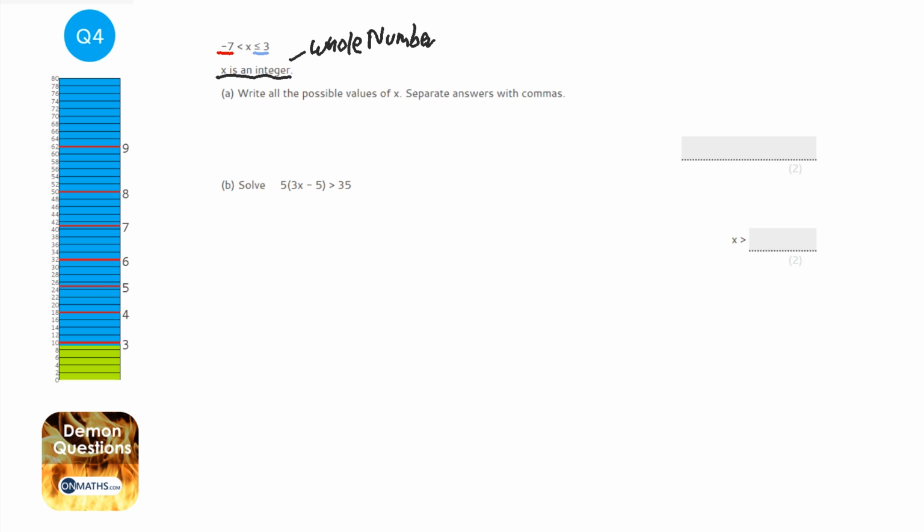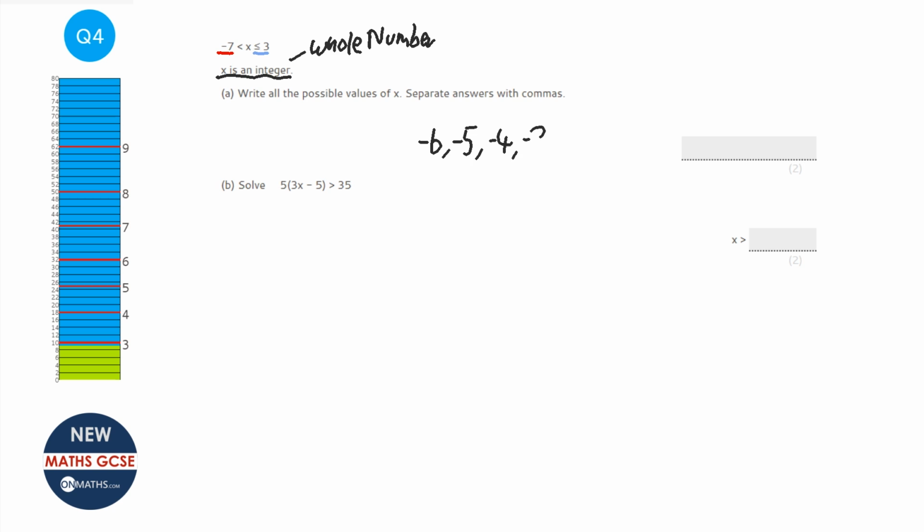So when it asks you to write down all the numbers that that's true for, well, let's have a think. Well, if it's greater than minus 7, then it can't be minus 7. It can't be equal to it. So it's going to be minus 6, minus 5, minus 4, minus 3, minus 2, minus 1, 0, 1, and 2. Now let's have a look at the other one.